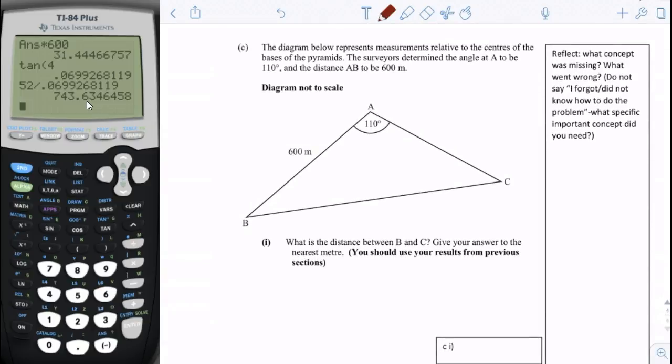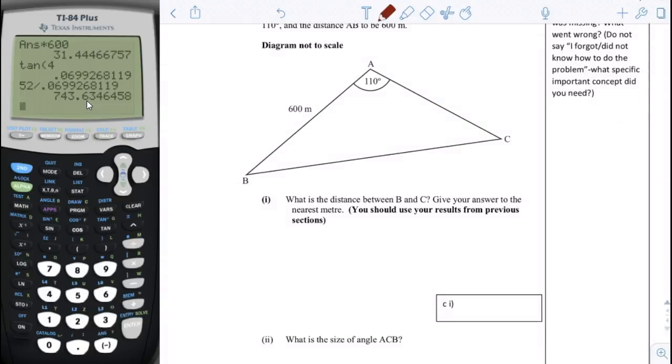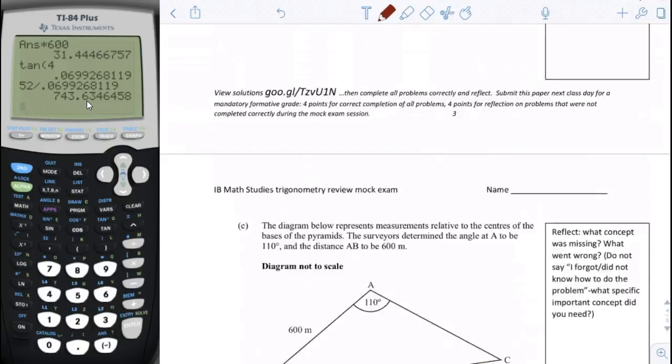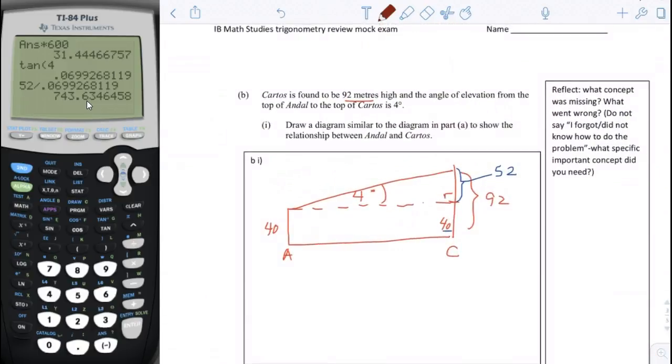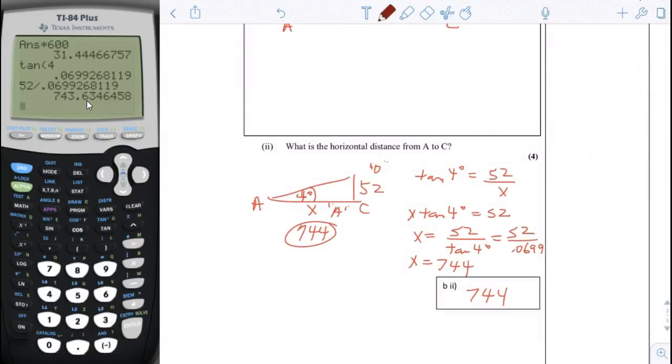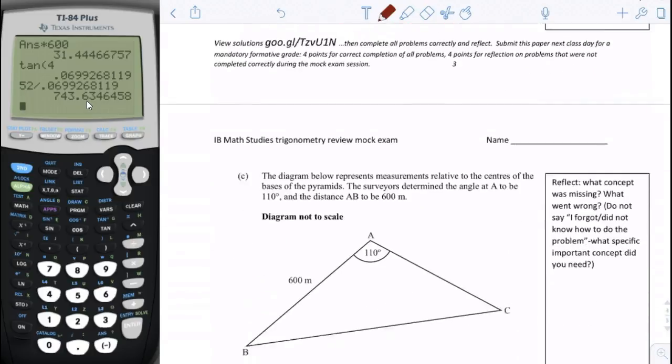Last part. The diagram below represents measurements relative to the centers of the base of the pyramid. The surveyors determined the angle at A to be 110 degrees and the distance from A to B to be 600 meters. What is the distance between B and C? Give your answer to the nearest meter. Okay, now we know more information than this because we found information, and I wrote here, you should use your results from the previous section. IB didn't write that, I did. Okay, so going back here, we're going to see that we know the distance between A and C on Andal and Kartos is 744, so we definitely are going to use that.